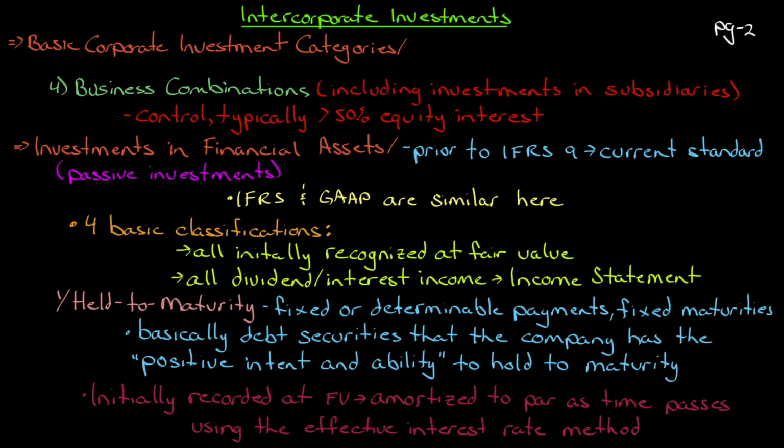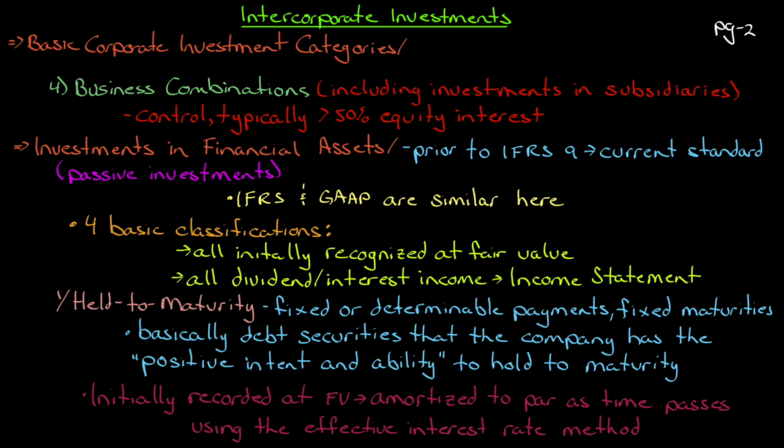Now, a word. The 0 to 20% for financial assets, the 20 to 50% for business associates, and the greater than 50% for business combinations is not a hard and fast rule. What is the hard and fast rule is the idea of influence and control. No influence, no control, it's a financial asset. Influence, but no control, that's a business associate. Control, that's a business combination.